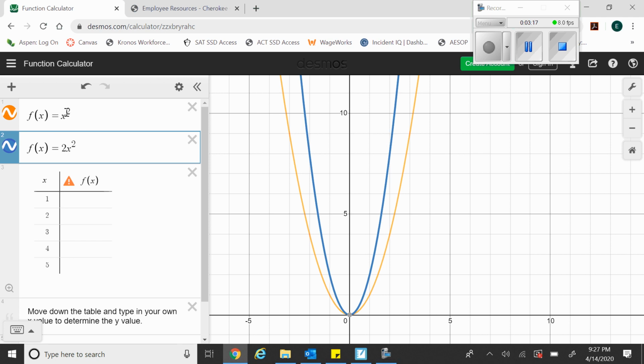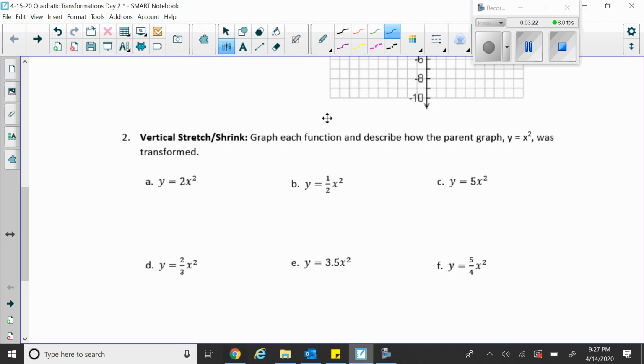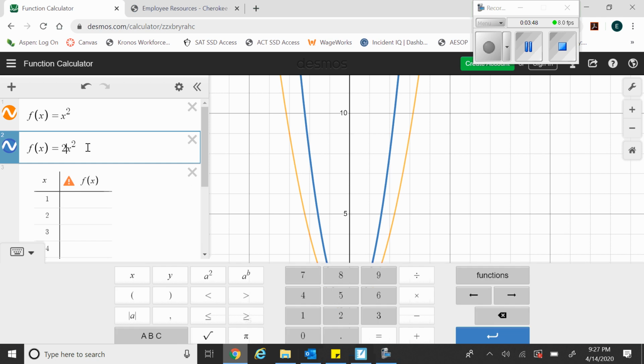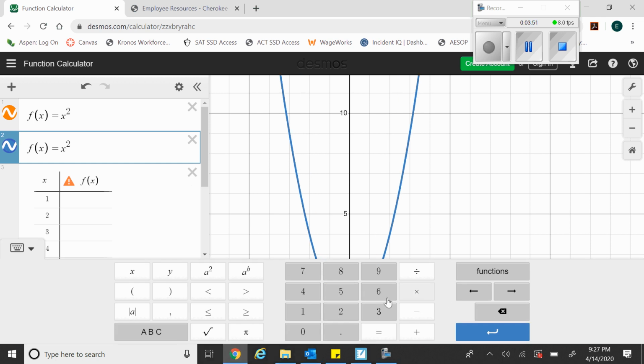So when we multiplied the parent graph by 2, a vertical stretch happened. I'm just going to write the word, and I'm lazy, so I just put the V and then stretch. It's a vertical stretch. That's what happens when you multiply by 2, because it got taller and skinnier. We stretched it out. Now we're going to look at 1/2. What happens when you multiply it by 1/2? Let me come back to my graph here, get rid of the 2, and replace it with a 1/2.